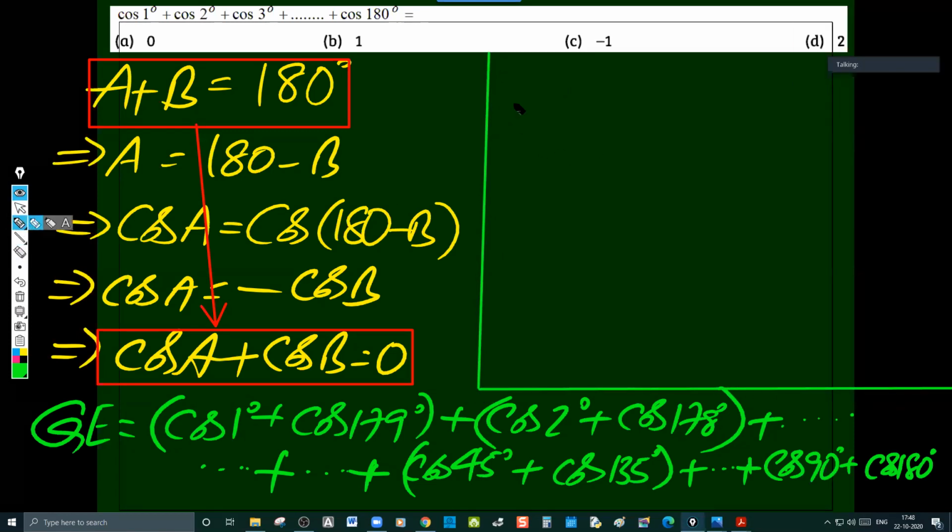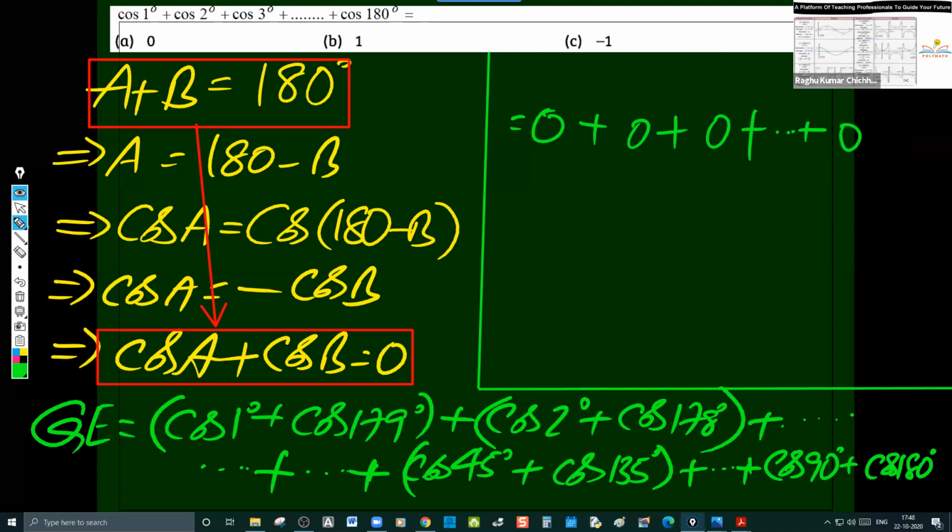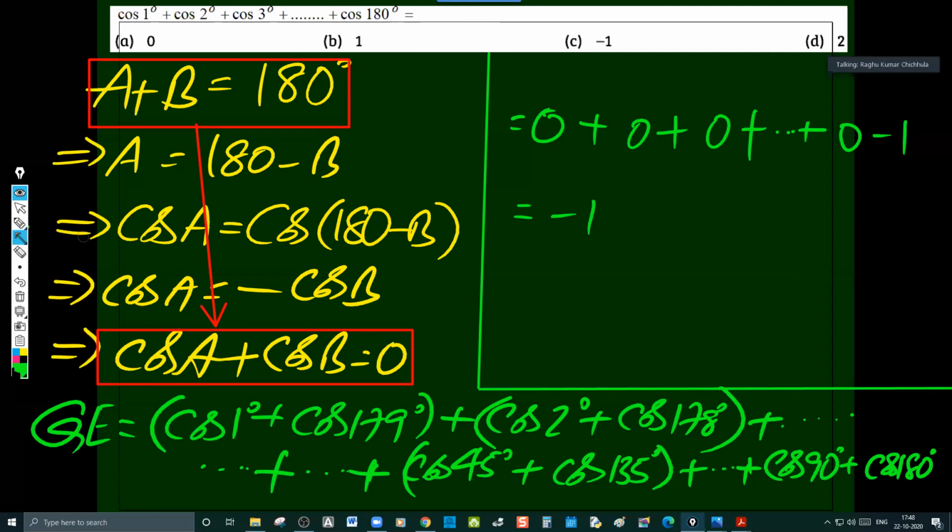-1, sir. Because all these become 0, and so on. Cos 90 anyway is 0, and cos 180 is -1. So the answer is -1. So the option is C there.